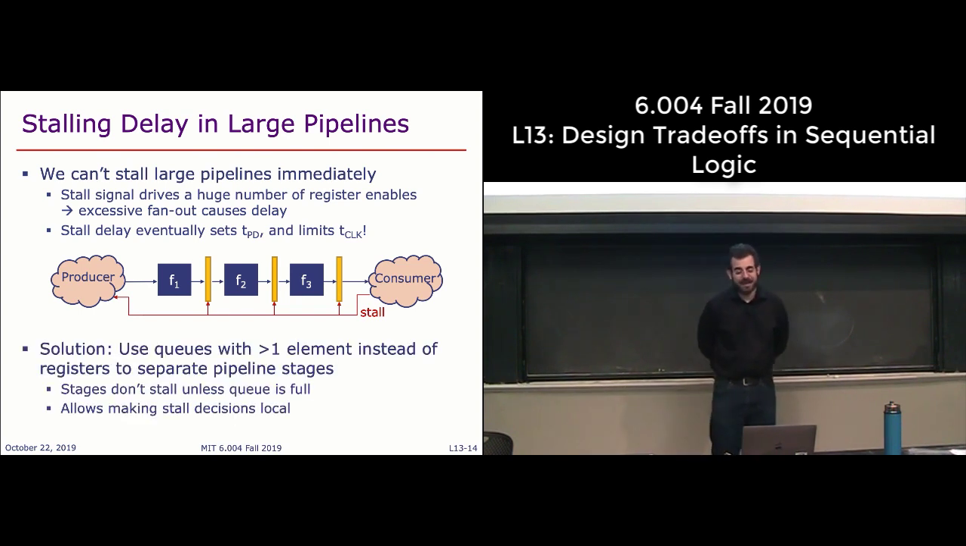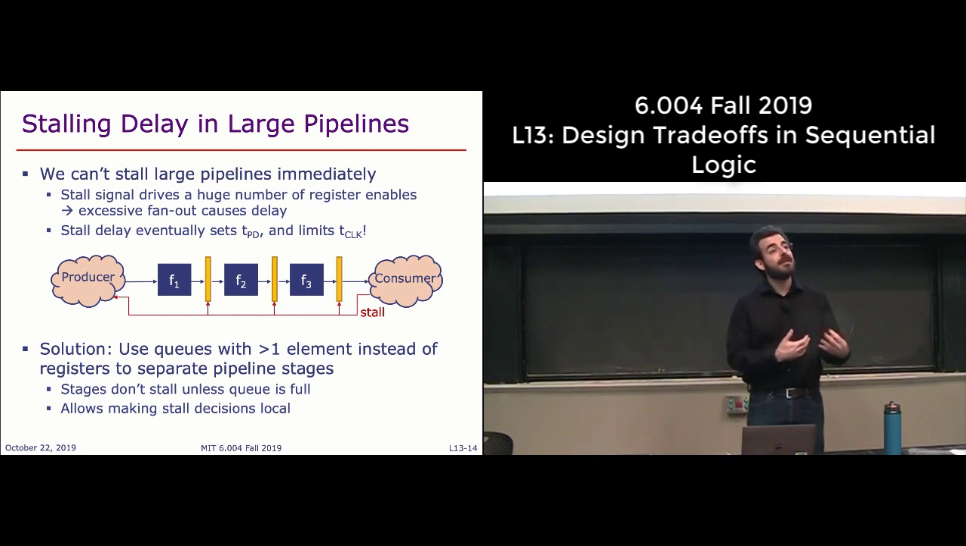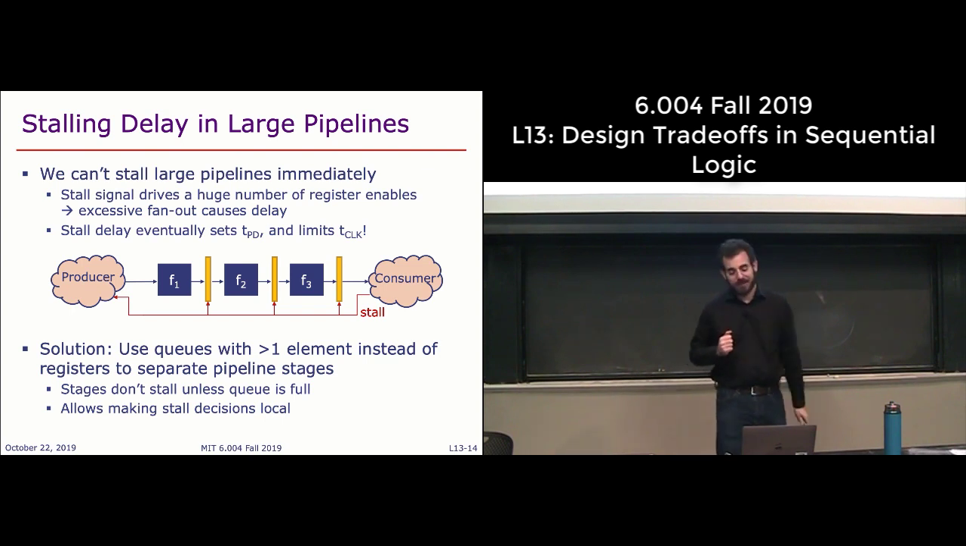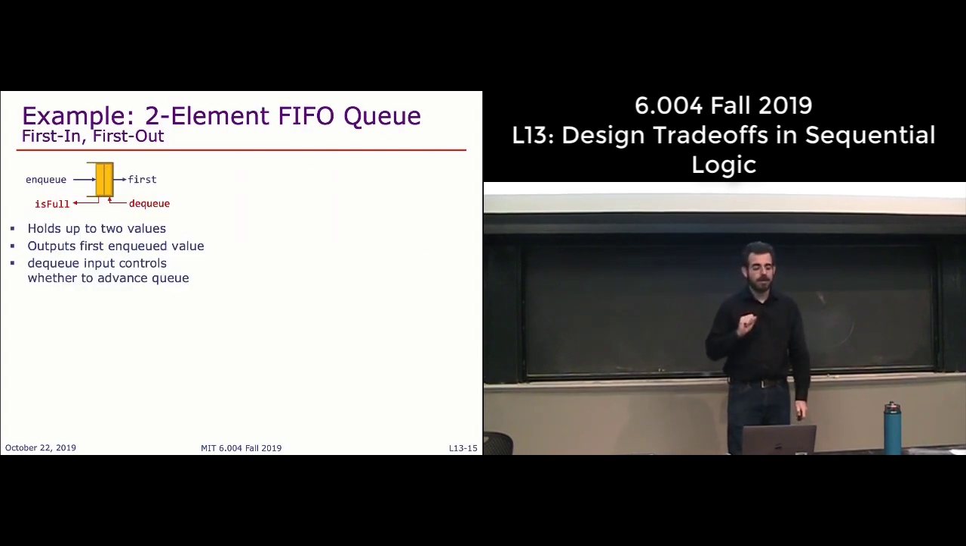So this is the same thing. You can solve this problem by using queues. If you leave yourself some buffer between stages, now you can let other stages make progress while you need to stall. We're not going to go into a lot of detail of this queue implementation, but let me just tell you at a high level how it works. So instead of a single pipeline register, let's say we have a queue with 2 elements. This holds up to 2 values, and it always outputs the value that you enqueued first. And there's a dequeue input that controls whether to advance the queue.